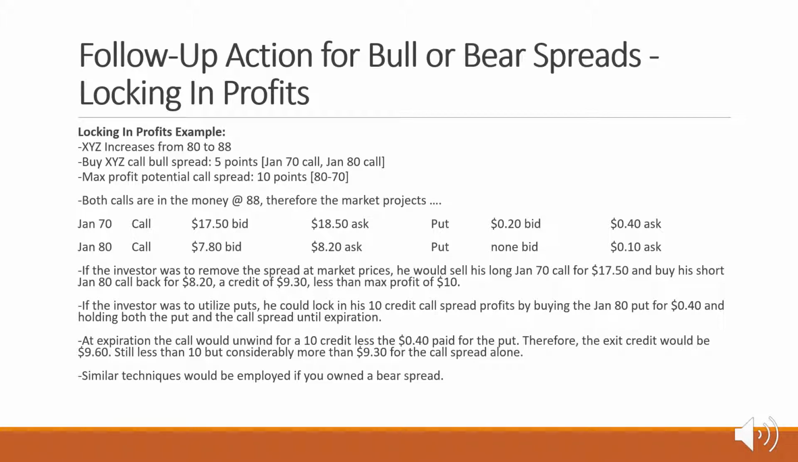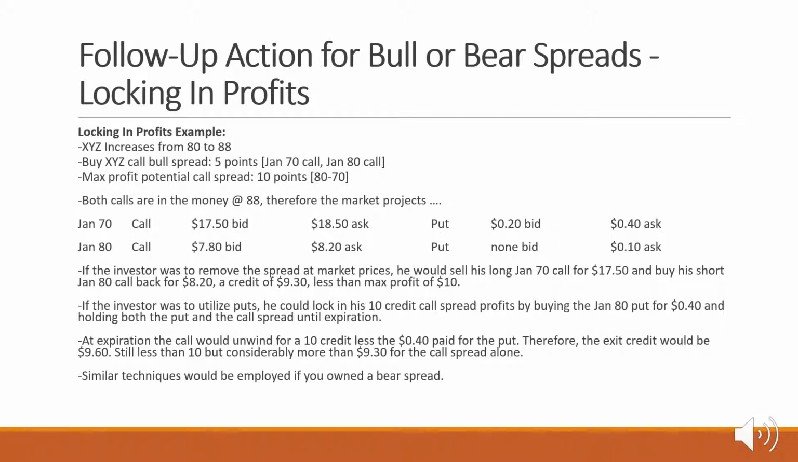If the investor was to remove the spread at market prices, he would sell his long January 70 call for $17.50 and purchase his short January 80 call back for $8.20, a net credit of $9.30, which is 70 cents less than your maximum profit potential of $10.